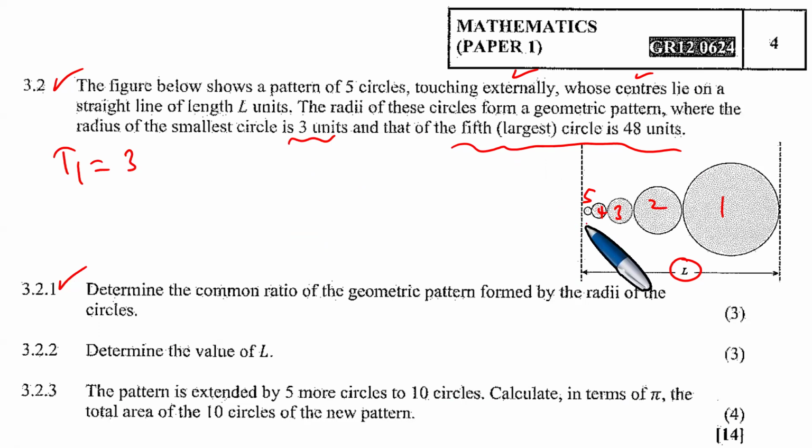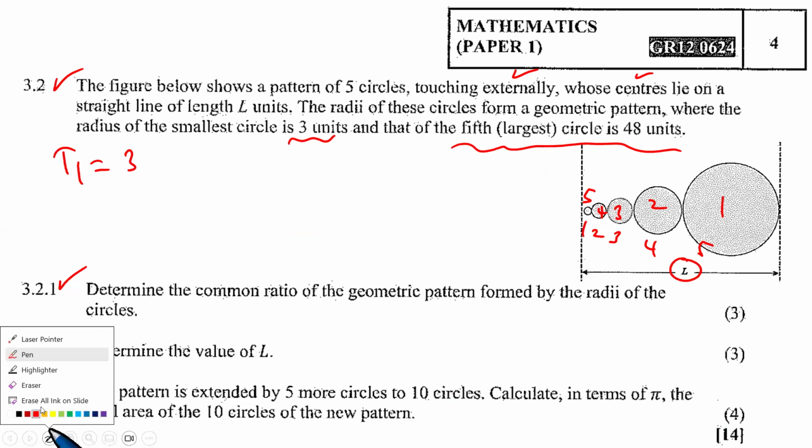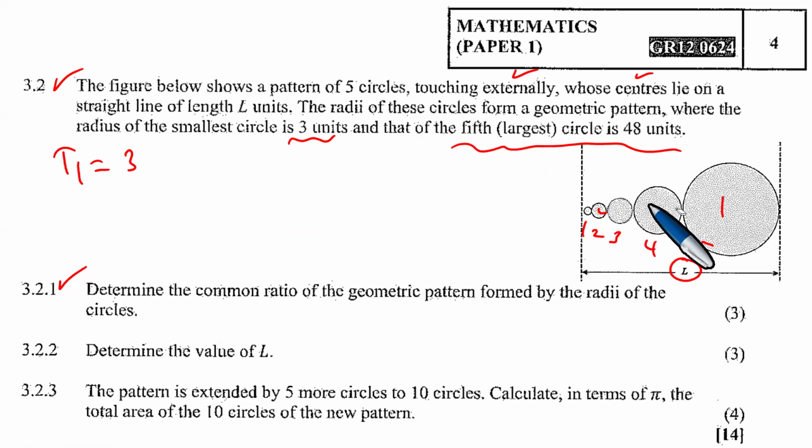So let's label 1, 2, 3, 4, 5. Let us change the order of the numbering from the smallest one to the largest one. Because the examiner says the fifth largest circle is 48 units, T5 is 48 units. T1 is 3, and T5 is 48 units. Determine the common ratio of the pattern formed by the radii of the circles.